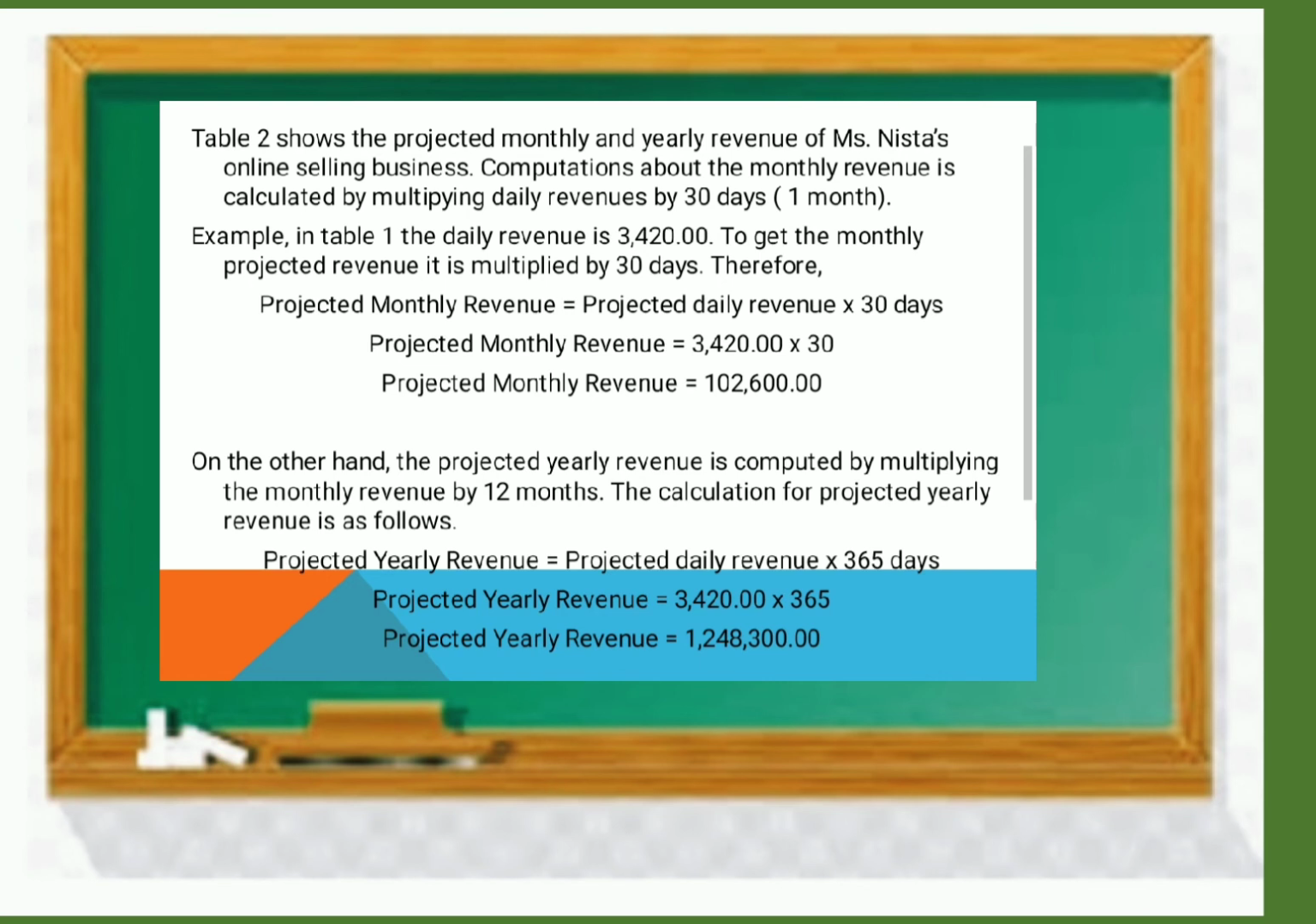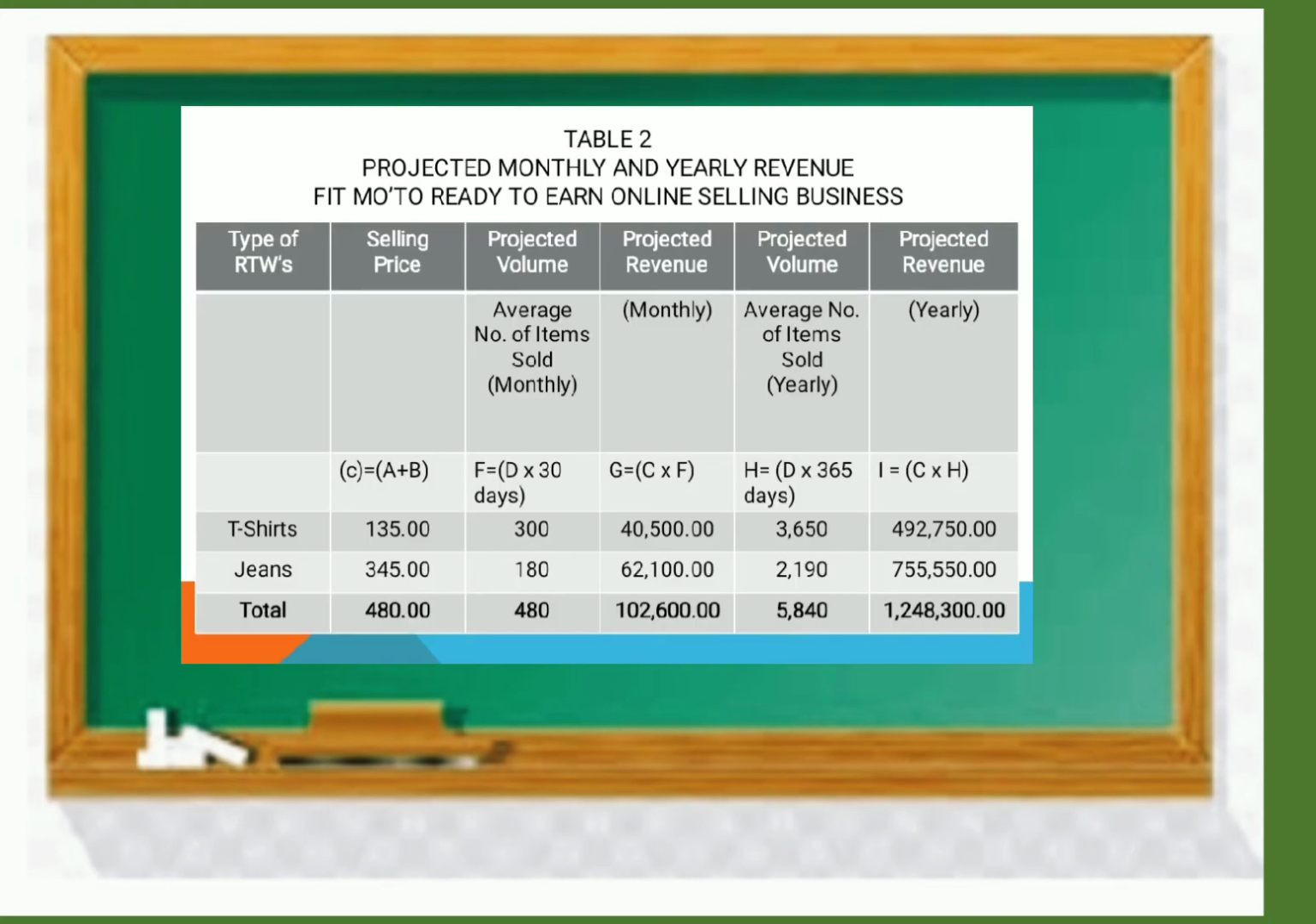On the other hand, the projected yearly revenue is computed by multiplying the monthly revenue by 12 months. So, the calculation for projected yearly revenue is as follows. Projected yearly revenue is equal to projected daily revenue times 365 days. So, your projected yearly revenue is 3,420 times 365 days in 12 months. So, your projected yearly revenue is 1,248,300 pesos. So, we have here the table 2.